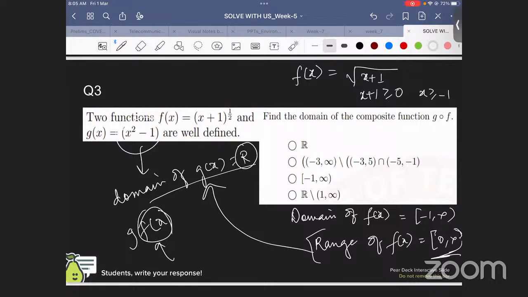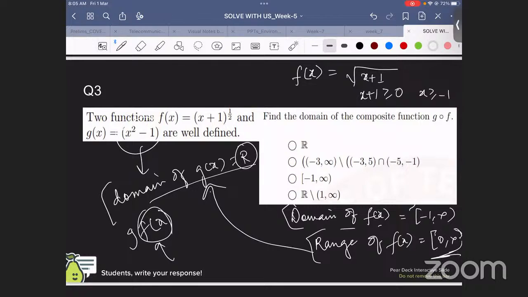Yes, sir. Okay. So the only condition you have to take care of is to check for x. So now the domain of this whole function would be what? Minus 1 to infinity, because you have to take the intersection of the domain of f(x) and the domain of this function, since both conditions should be satisfied, right?